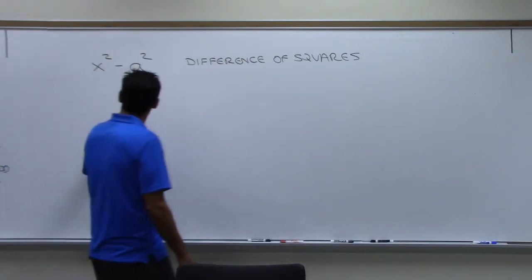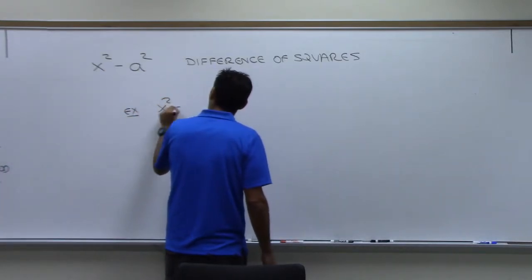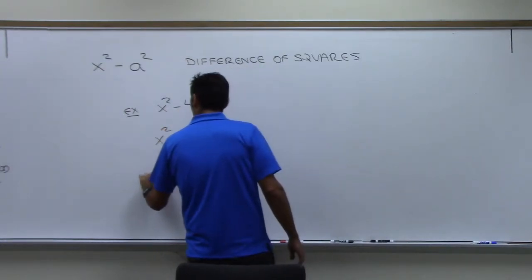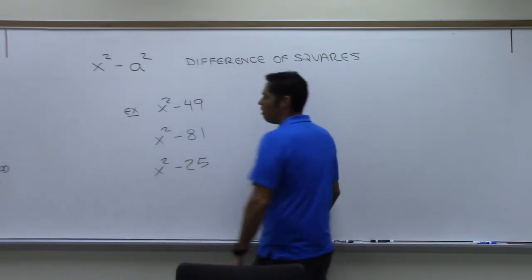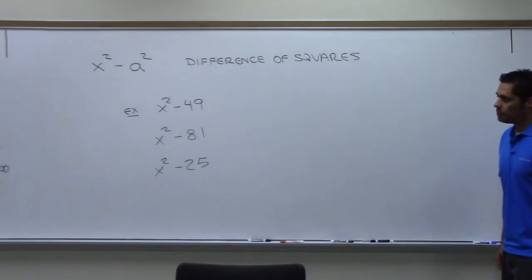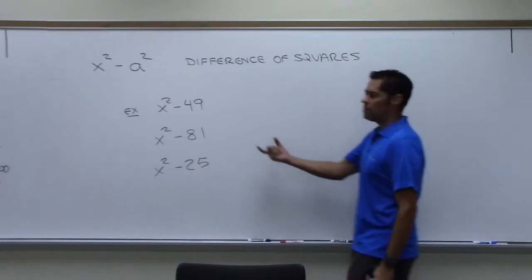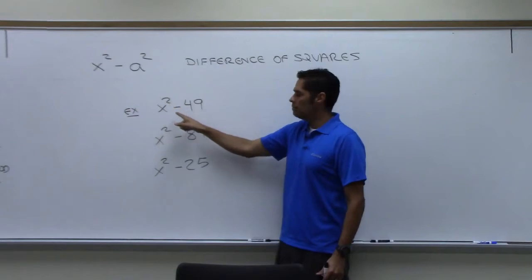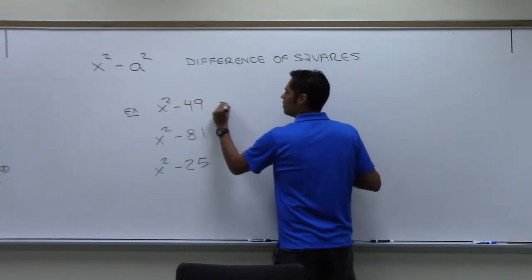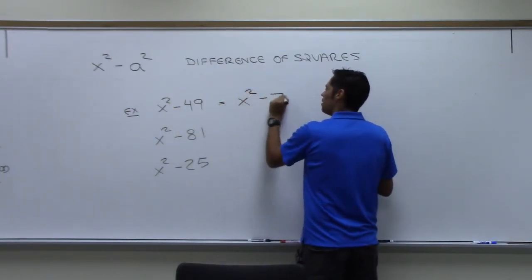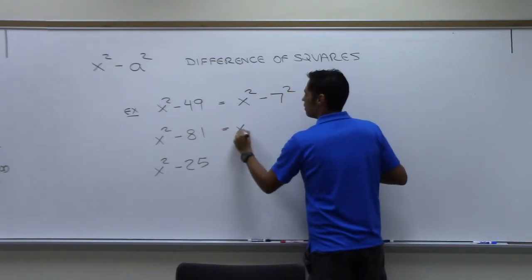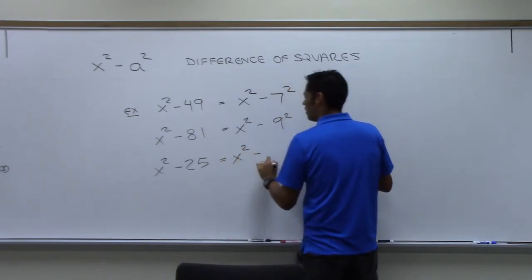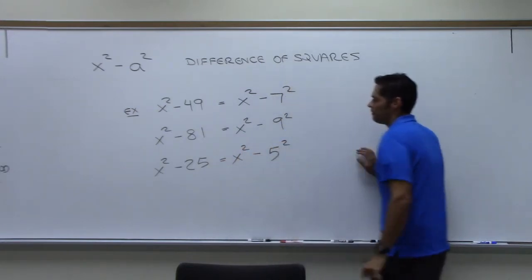Here are some specific examples of difference of squares. X squared minus 49. Another one, x squared minus 81. X squared minus 25. These are all difference of squares. You have two terms in each of these. This is a number squared. This is a number squared also. It's not as obvious because it's not written as squared, but it's 7 squared. This one is 9 squared, and this one is 5 squared.